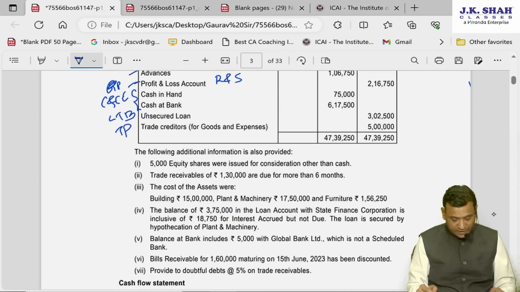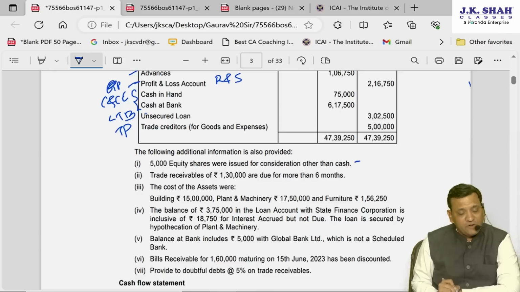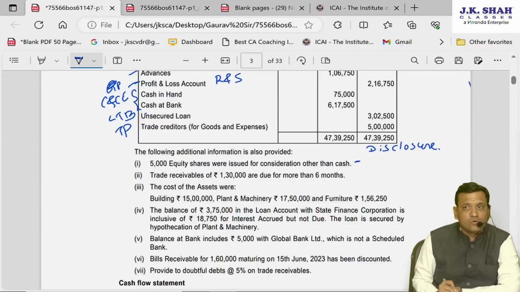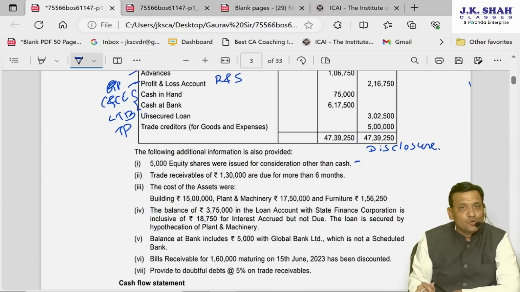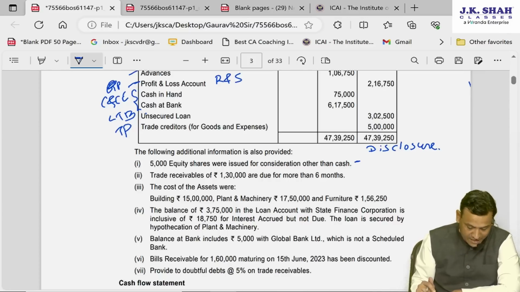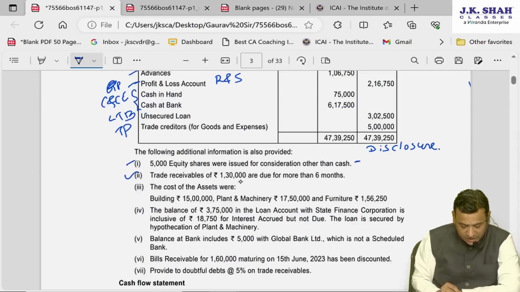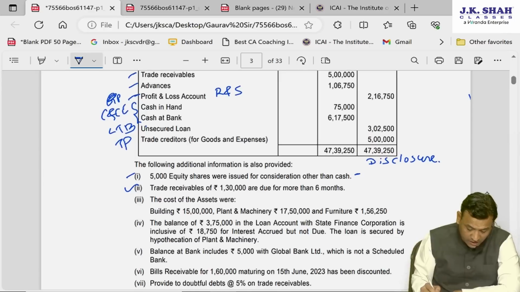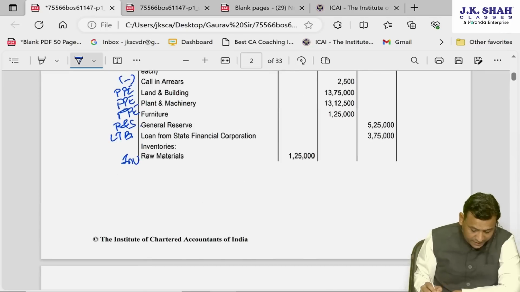Now comes your adjustments. Let us look at our adjustments. 5,000 equity shares were issued for consideration other than cash. Can I say this is not an adjustment, friends? This will be a disclosure in our notes to accounts. Which note to accounts? The note on share capital, wherein we will write that the above 5,000 shares have been issued for consideration other than cash. Then the second point: trade receivables of rupees 130,000 are due for more than 6 months. Again, this is not an adjustment but information pertaining to trade receivables.